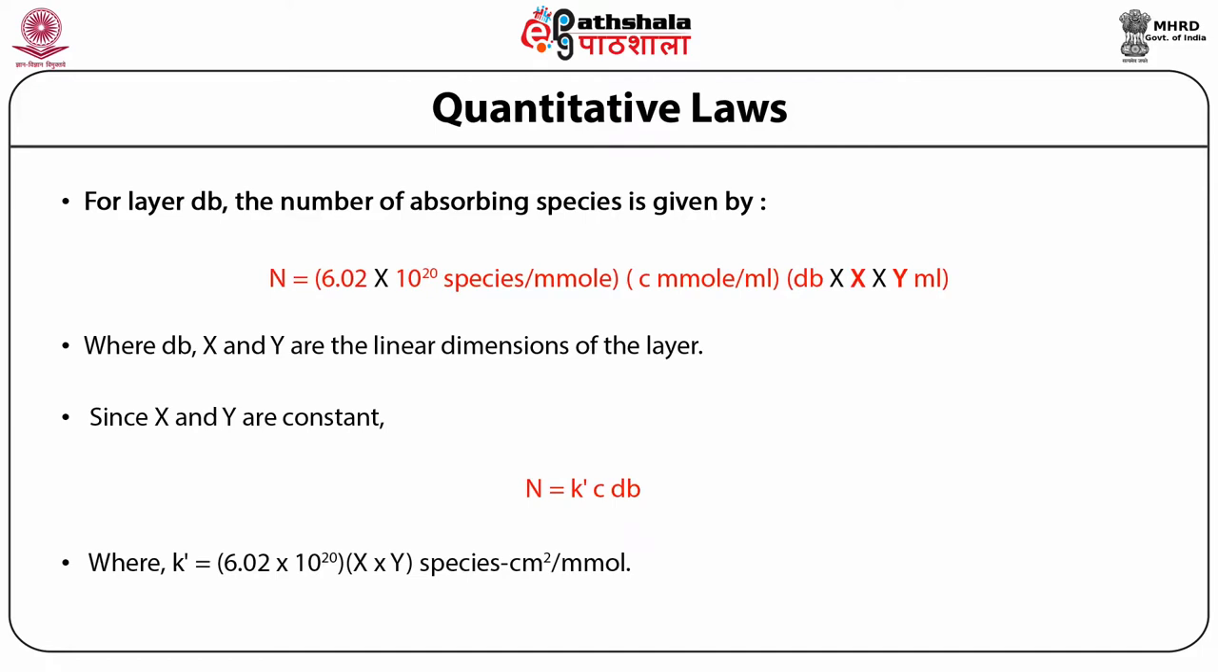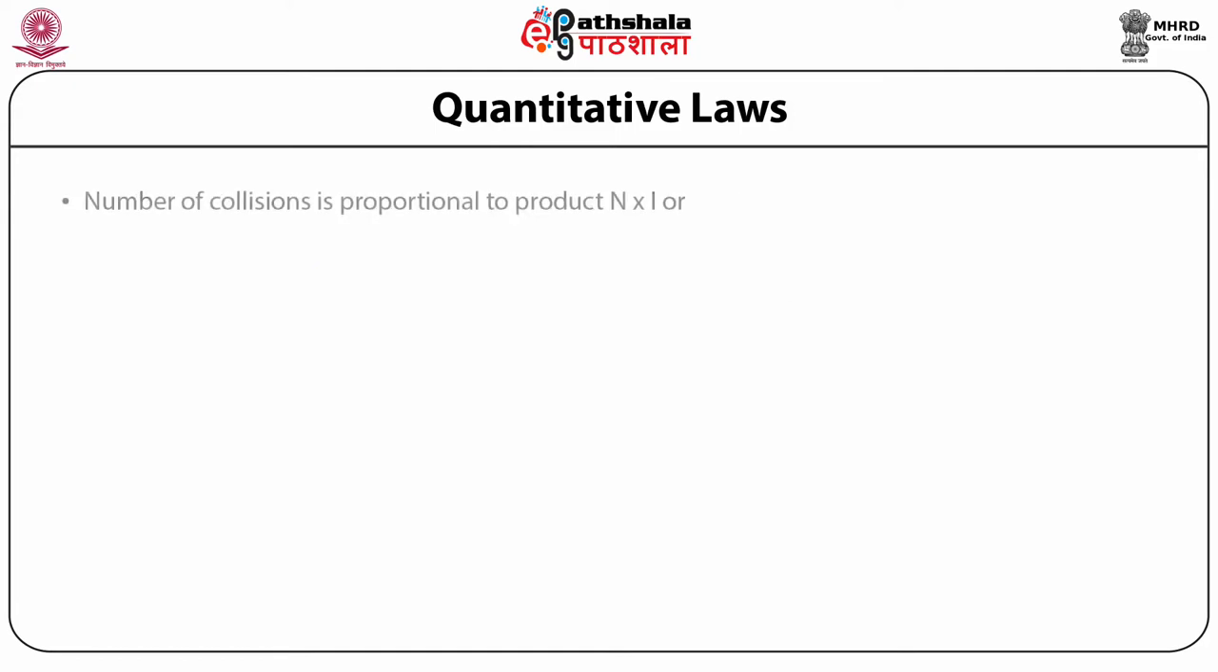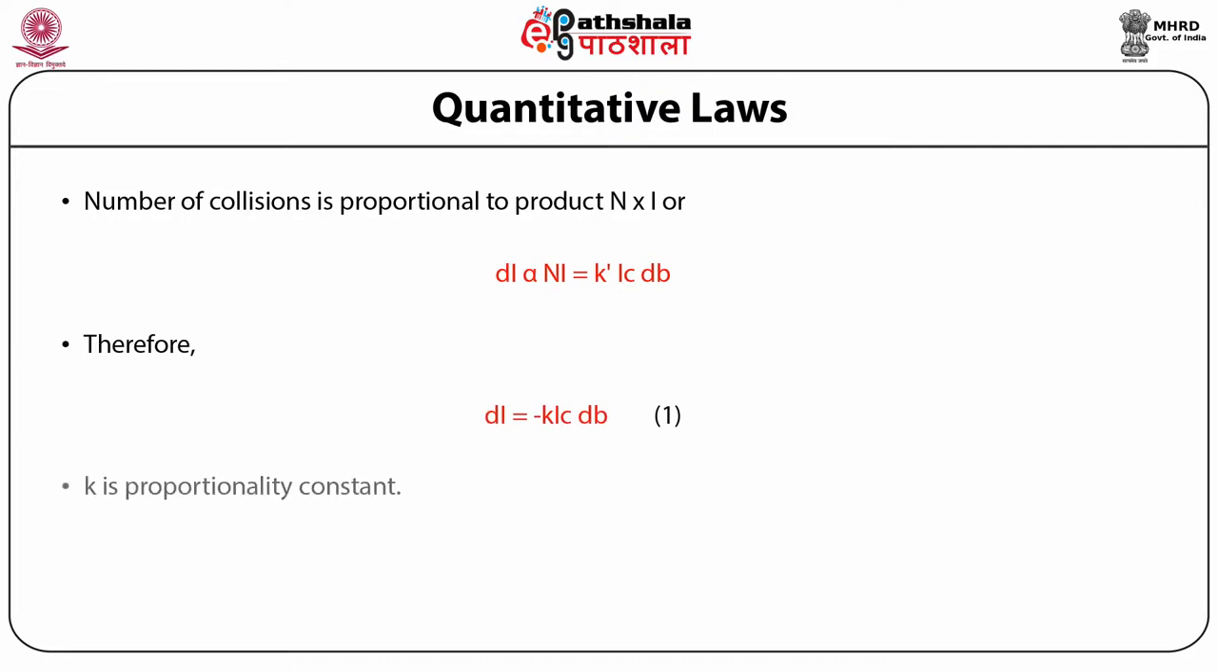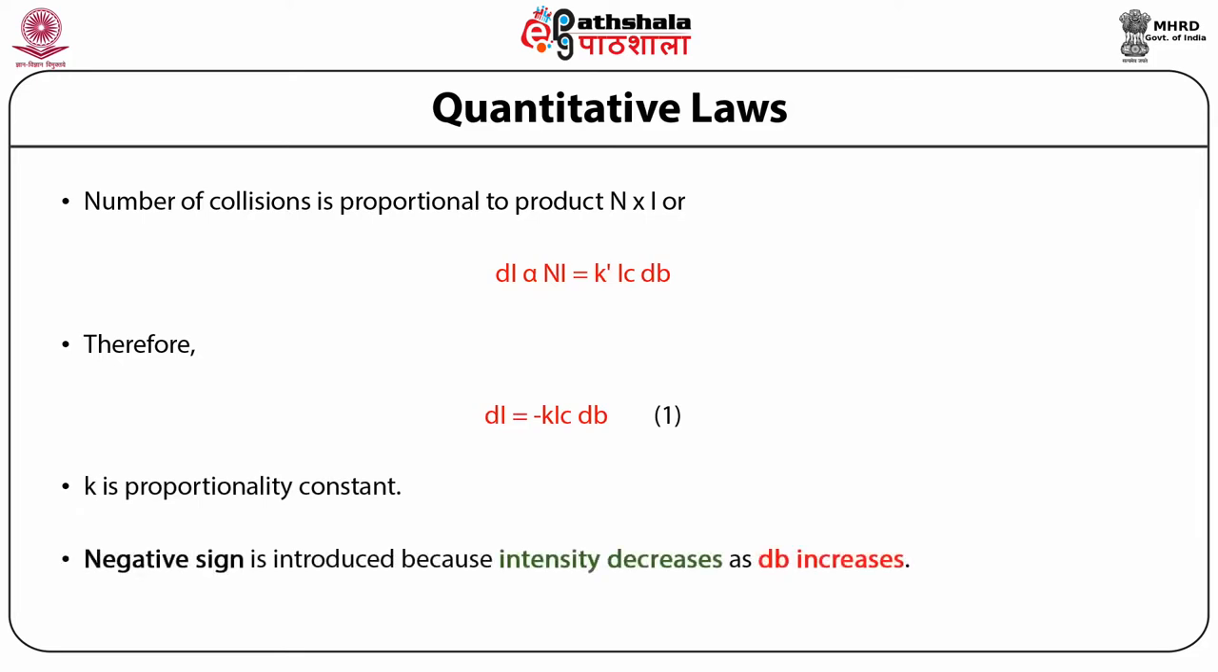where k' = 6.02 × 10^20 × x × y species centimeter square per millimole. The number of collisions is proportional to the product n × I, or dI is proportional to nI, which is equal to k' I C dB. Therefore, dI = −k I C dB. Equation 1. k is the proportionality constant. The negative sign is introduced because intensity decreases as dB increases.